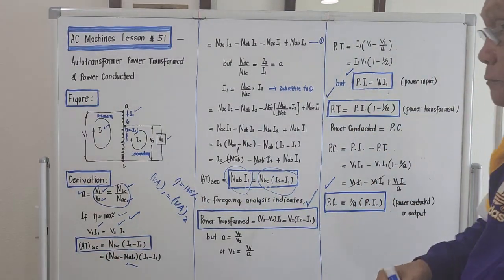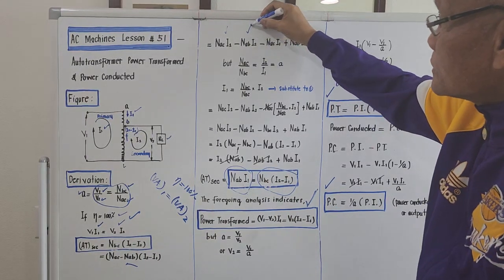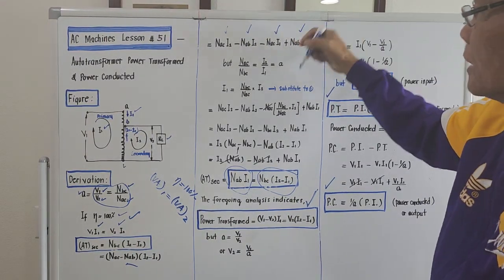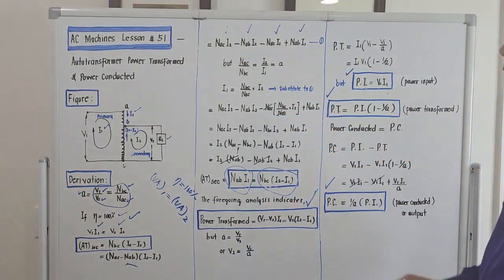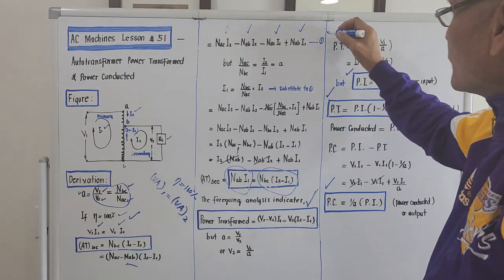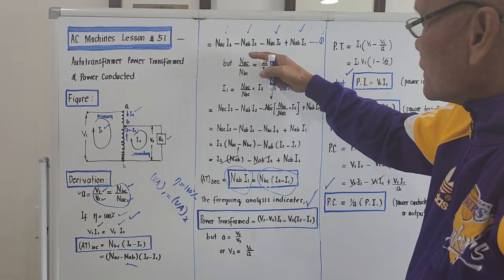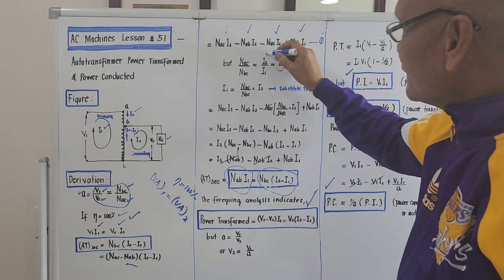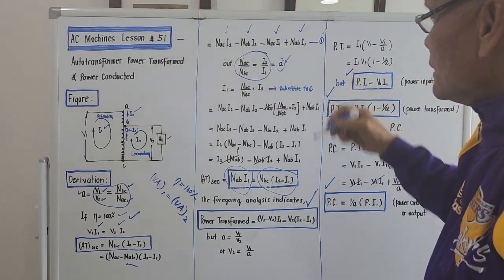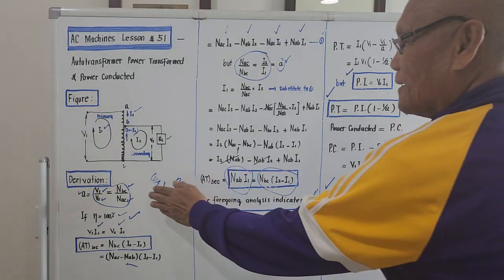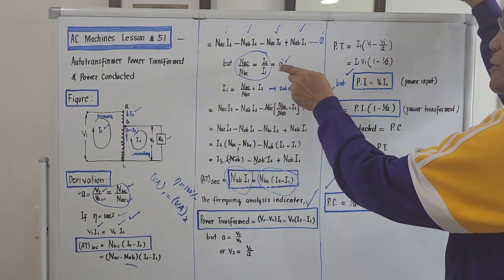Expanding this one, there will be 4 terms, right? This should be the first term, second term, third term, and fourth term. This one here is just the expansion of this. We distribute it, right? We call this equation number 1. The other definition of ratio of transformation in terms of number of turns and current is this one. This is the other equivalent of ratio of transformation. The first equivalent is in terms of voltage and number of turns, but in terms of current, it should be this one.